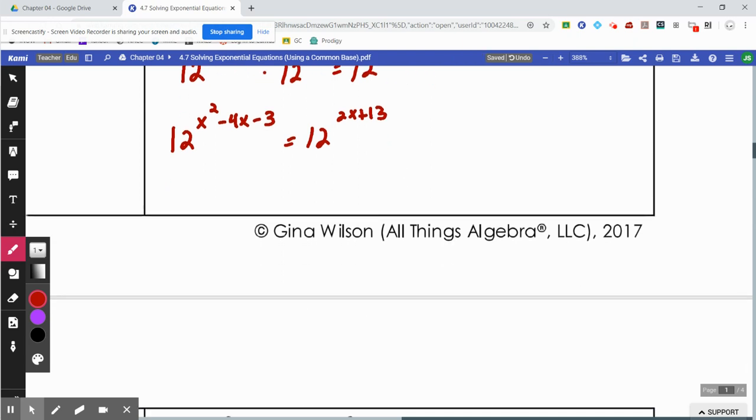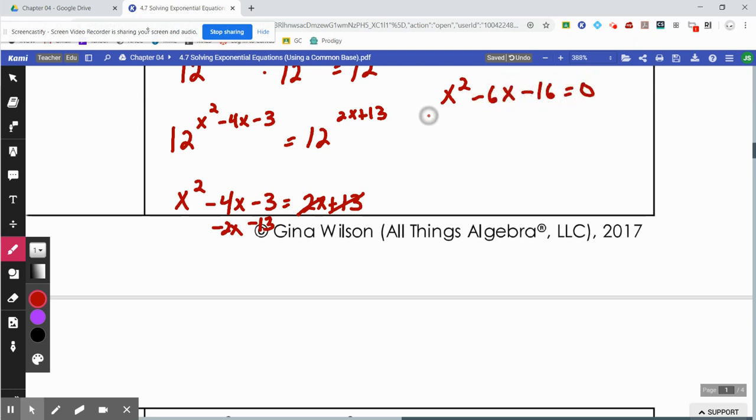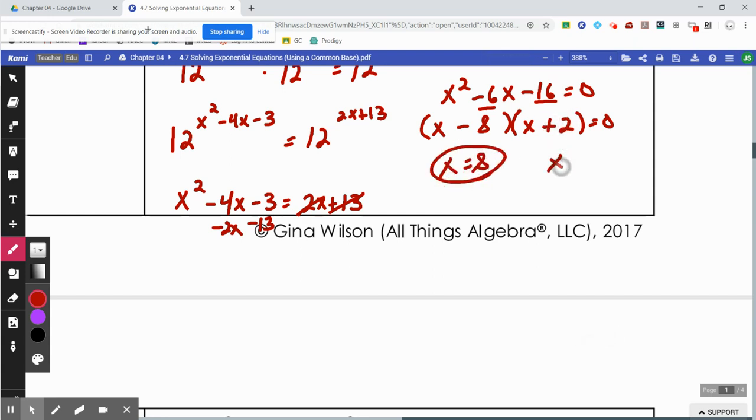Now, since the bases are the same, we have 12 to a power equals 12 to a power. We can now just set the powers equal to each other. x squared minus 4x minus 3 equals 2x plus 13. Let's move our 2x by subtracting 2x and move our plus 13 by subtracting 13. And I now have x squared minus 6x minus 16. Two sets of parentheses. x times itself gives you x squared, and numbers that multiply to negative 16 and add to negative 6 are negative 8 and a positive 2. So therefore, x is either equal to 8 or x is equal to negative 2.